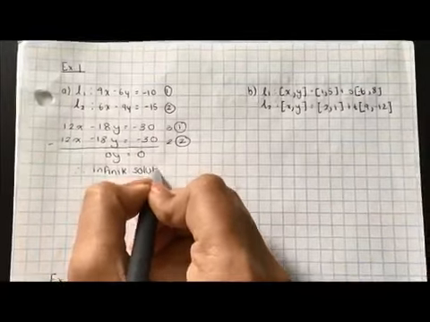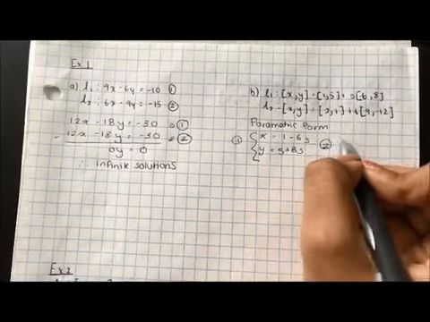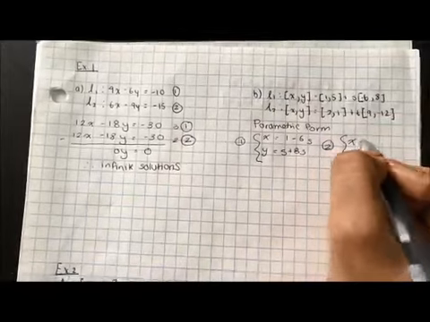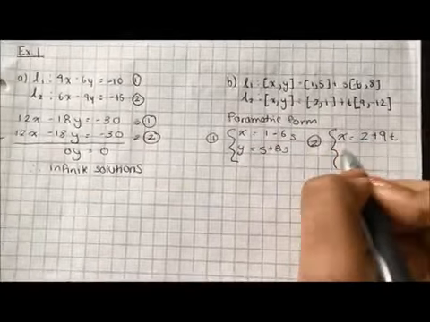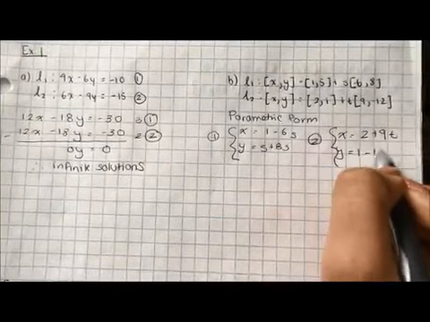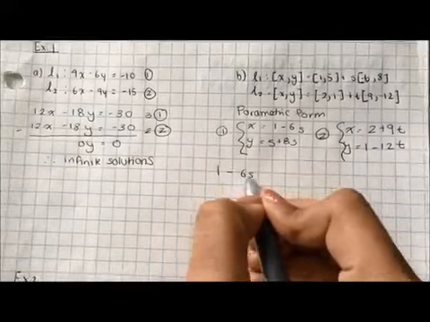For 1b, the equation 1 is x, y equals 1, 5 plus s times negative 6, 8, and the equation 2 is 2, 1 plus t times 9, negative 12. These equations you have to write in parametric form. The first equation is x equals 1 minus 6s and y equals 5 plus 8s. And the second equation is x equals 2 plus 9t and y equals 1 minus 12t.